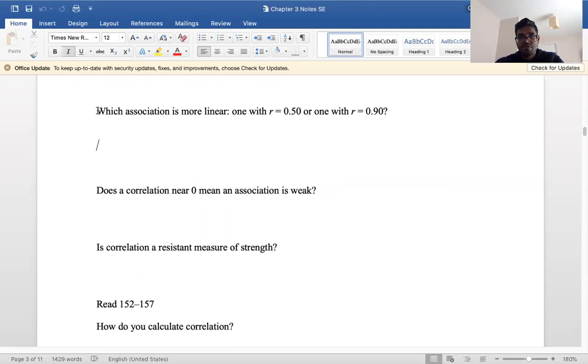The question of this first question here is, which association is more linear? One with 0.5, one with 0.9. And while correlation is a measure of strength between two variables, right, it's not the end-all be-all. You can't just base everything on one value.